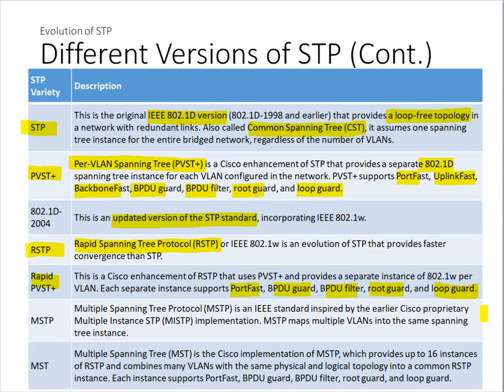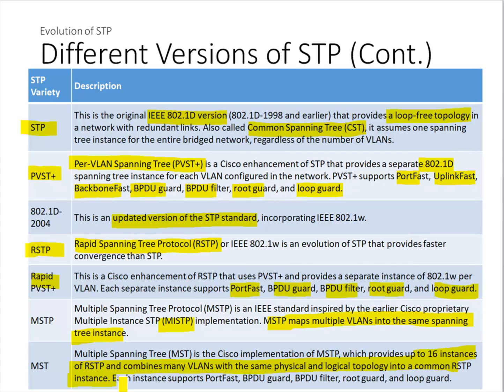MSTP is multiple spanning tree protocol. This is an IEEE standard inspired by the early Cisco proprietary MISTP, and it maps multiple VLANs into the same spanning tree instance. Then the last one is MST, multiple spanning tree. It can provide up to 16 instances of RSTP and combine many VLANs with the same physical and logical topology into a common RSTP instance.